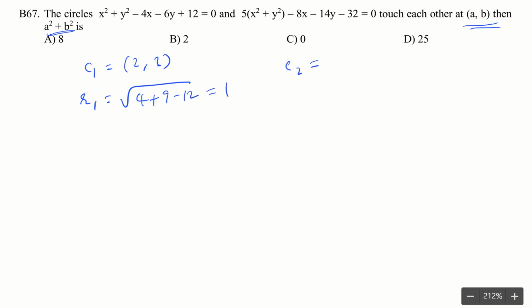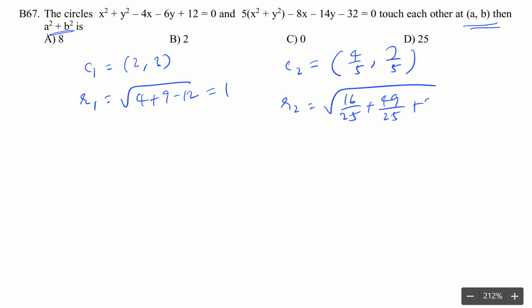For the second circle, the center is (4/5, 7/5) and the radius is root of g square plus f square minus c over a, because 5 is the coefficient of x square and y square. So I am having it as root of 225 by 25, so it is 3.